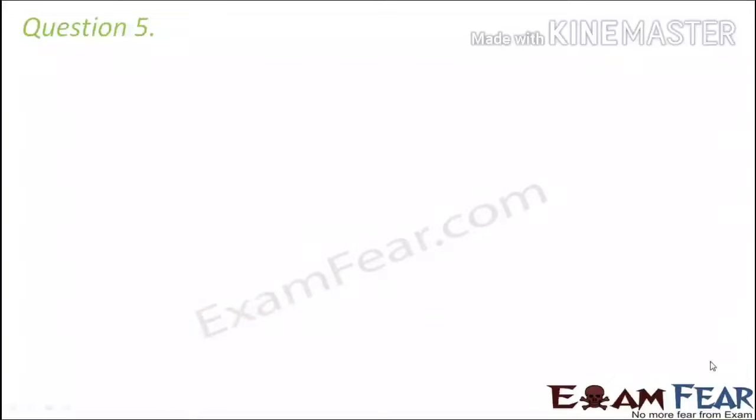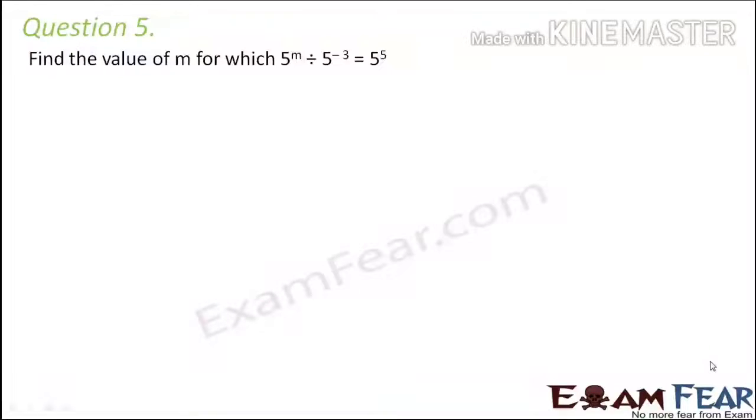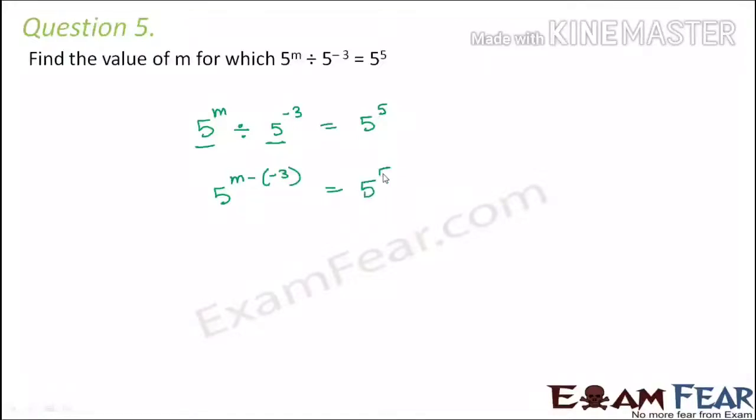Question number 5. Find the value of m for which 5 to the power m divided by 5 to the power minus 3 is equal to 5 to the power 5. So let's see this. 5 to the power m divided by 5 to the power minus 3 is equal to 5 to the power 5. So here these are same bases, different exponents, and they are getting divided. So the exponents will get subtracted. So m minus minus 3. This is equal to 5 to the power 5.